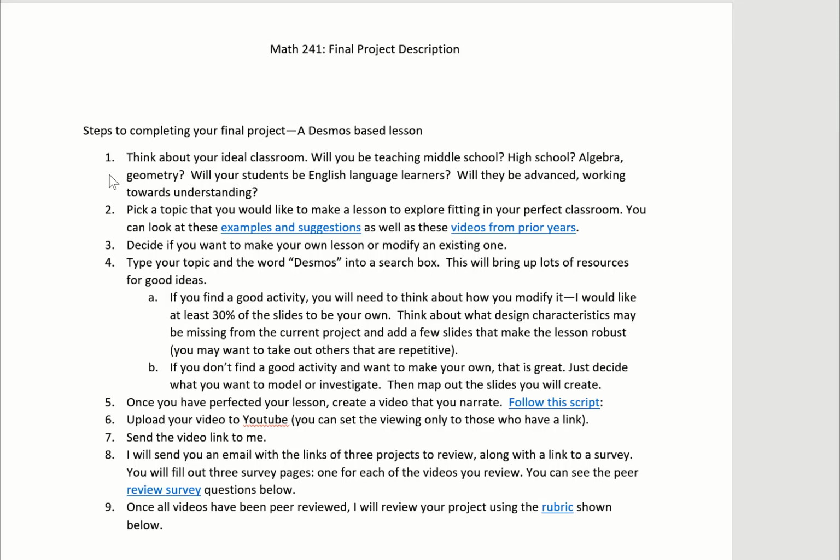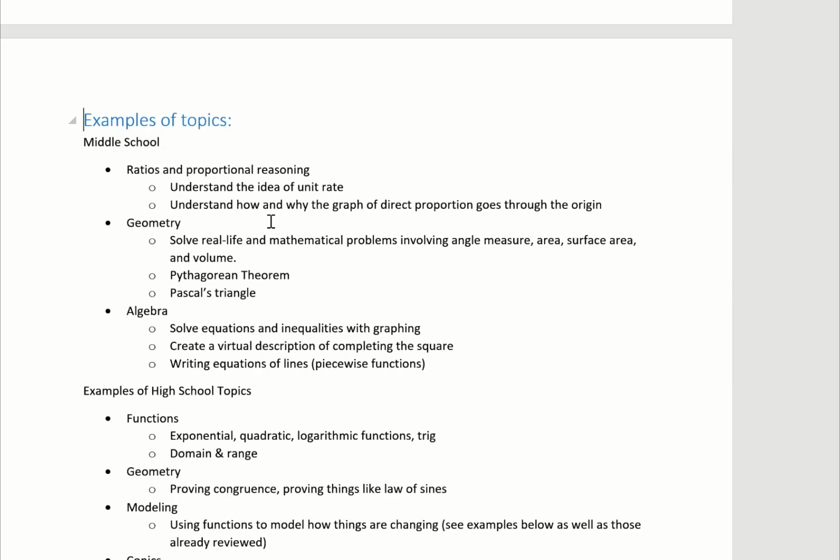At this point you might be thinking, I have no idea. So I have compiled some examples that you might want to look at here. If you control click, in middle school, ratios and proportional reasoning are critical. Geometry, solving real-life problems involving angle measures, surface area, and volume. These are statements taken directly from the Common Core standards.